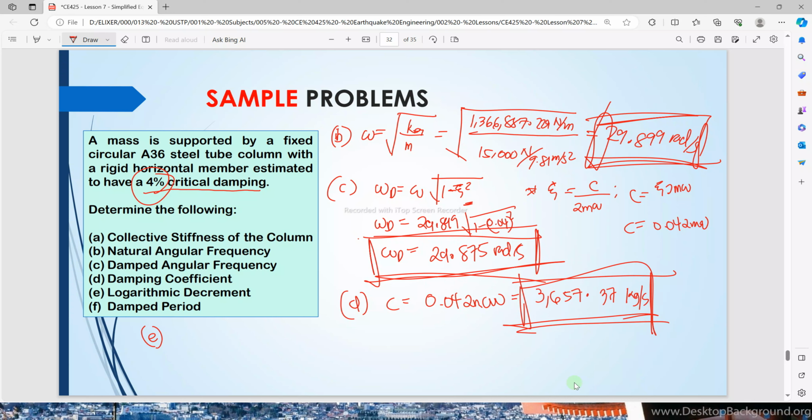Next, we have to find the logarithmic decrement. Since we don't have u1 or u2, etc., you have 2 pi psi omega over omega d, or 2 pi times the psi, that is 0.04, times omega over omega d, that is 29.899 over 29.875. Our logarithmic decrement is equal to 0.2515.